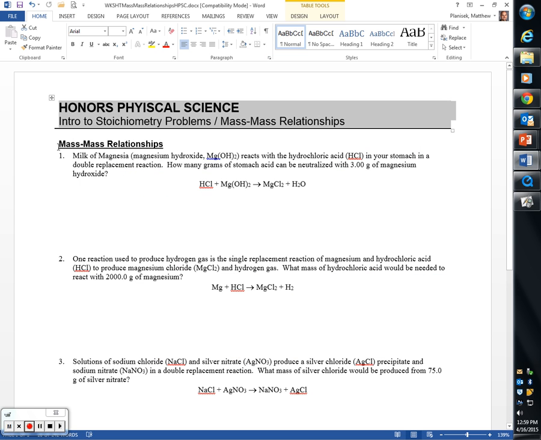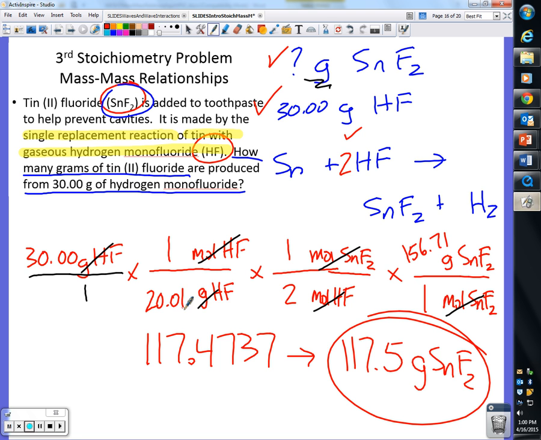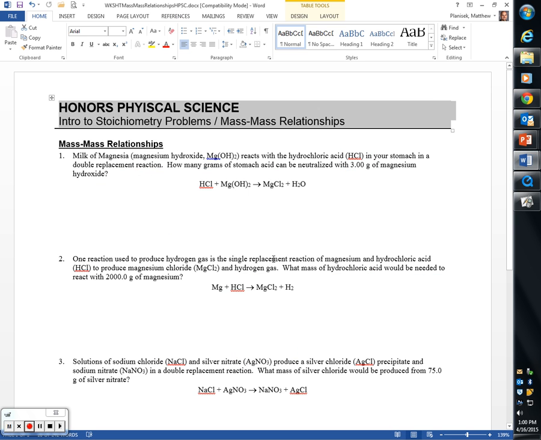All right, the sheet that I gave you yesterday says Intro to Stoichiometry Problems, Mass-Mass Relationships. Mass-mass relationships involve 3 conversion factors. The first conversion factor converts grams to moles. The second one converts moles to moles. And the third one converts moles to grams. That's a mass-mass problem. That's 3 steps, okay? This page has several examples of those types of mass-mass conversions.